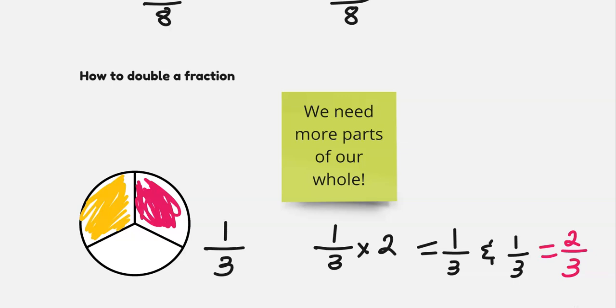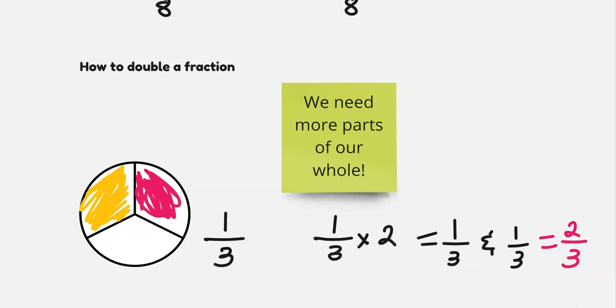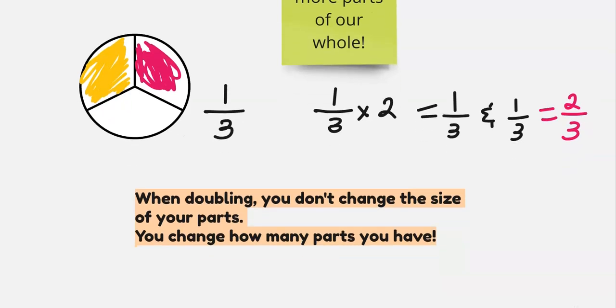All we're doing is adding more of them. So 1/3 plus 1/3 gives us 2/3. We don't change the size of our parts. So when we're doubling, you don't change the size of your parts. You change how many parts you have.